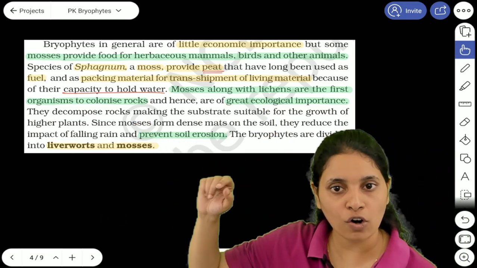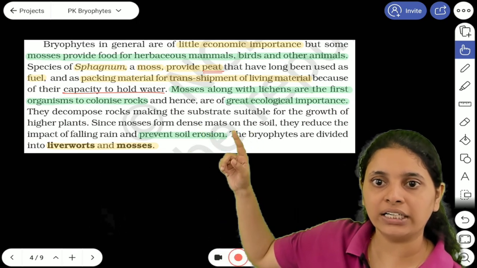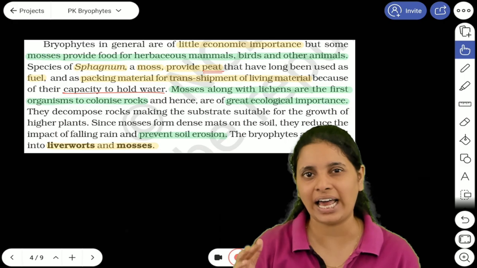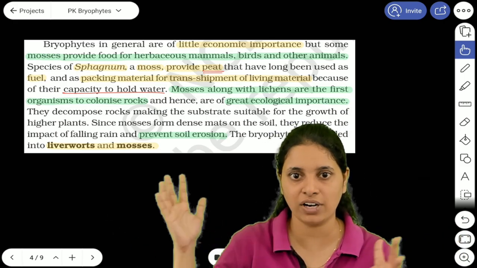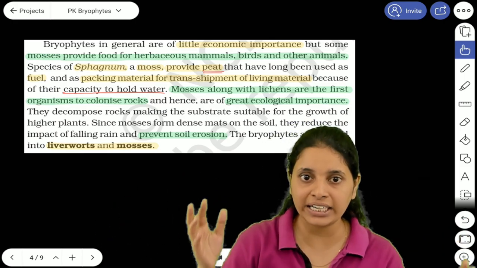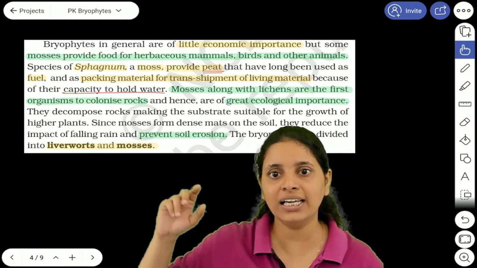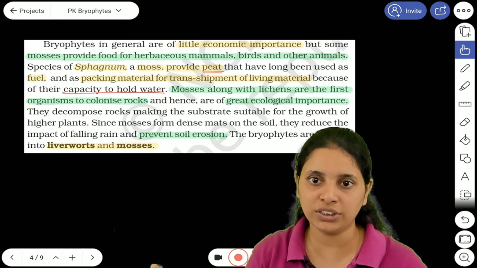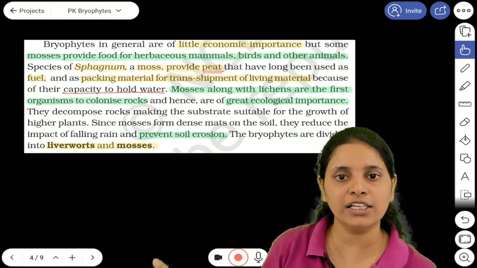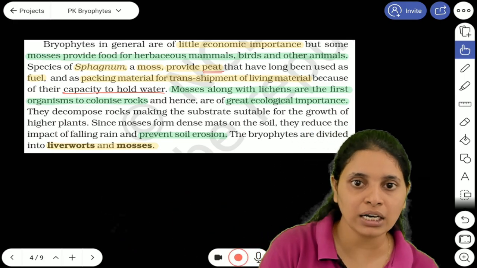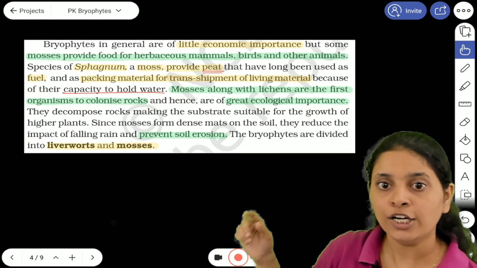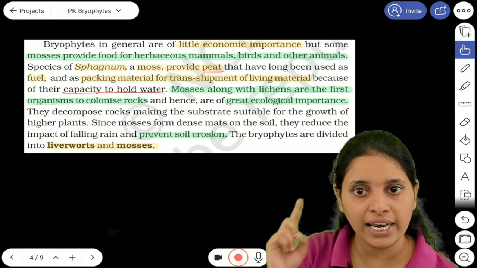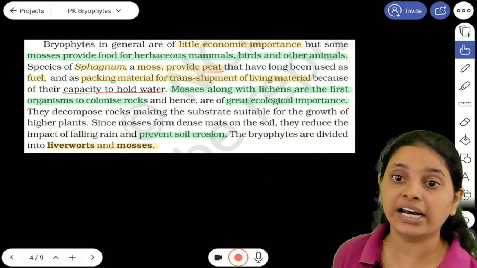See, they decompose the rocks, they break the rocks, making the substrate suitable for the growth of higher plants. See, higher plants cannot directly grow on big rocks, like flowering plants and all. Their roots cannot directly penetrate the big rocks. So these mosses, lichens, they basically start decomposing the rock. So then the higher plants can easily grow. Ultimately, different types of plants grow and a forest forms, okay. So who is the pioneer, who is the founder species, who should be first: lichens and mosses.